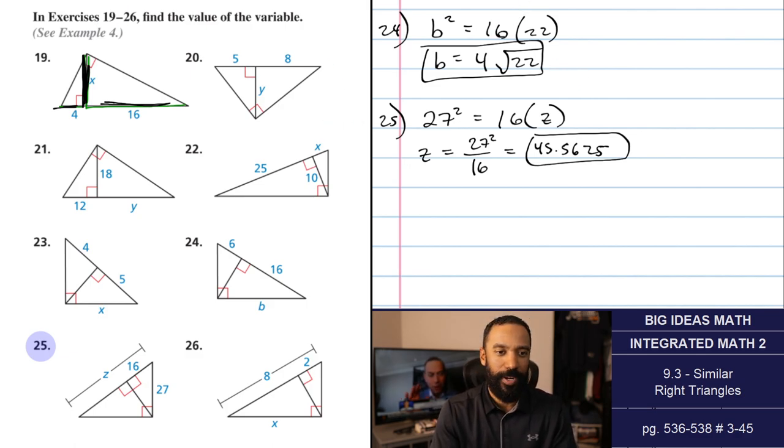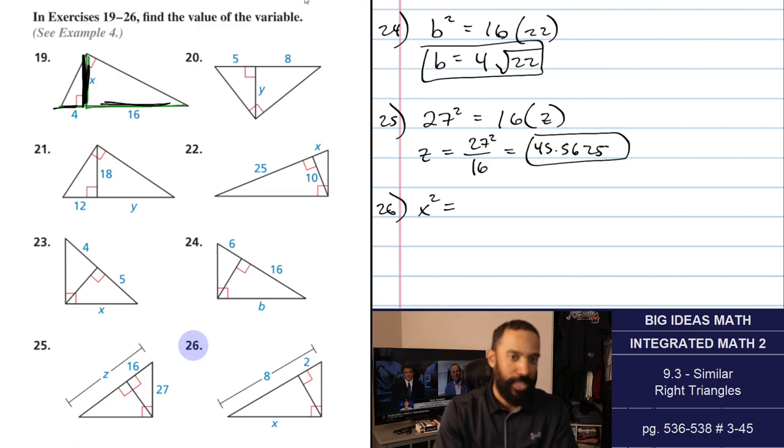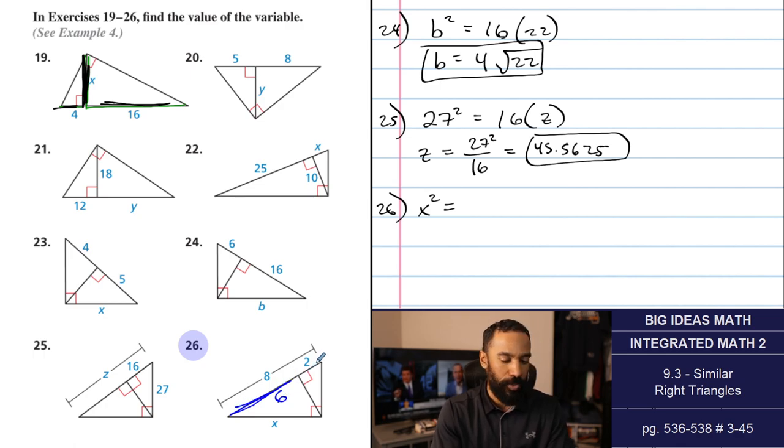And then lastly, number 26. Hold on a second, you have to be careful in what you would write here. On number 26, x is the geometric mean of two values. So it's the x squared thing that we do, but it's not 8 times 2. In fact, the first length that I need is 8 minus 2, which is 6. Not that it's hard to find, but you need to recognize that's what we do. The 2 is only used for that one portion. It's this times the whole.